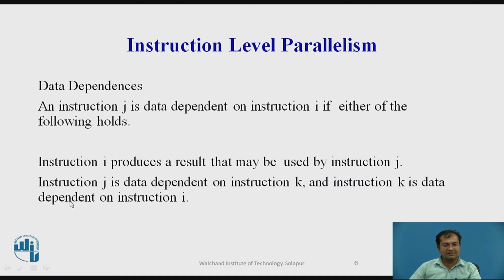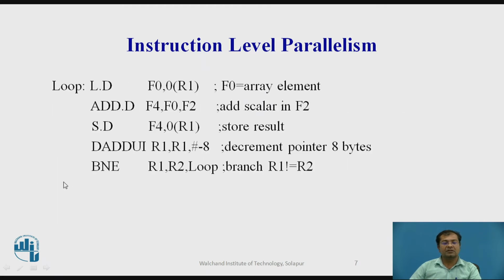Or in another case, instruction J is data dependent on instruction K, but instruction K is also depending on instruction I. That is, J is depending on K, and K is depending on I. So until and unless it gets the result, it won't give the right result. So dependency is there.